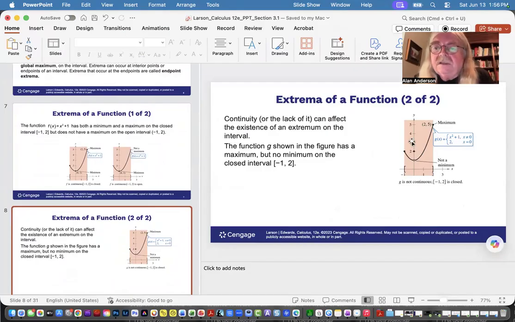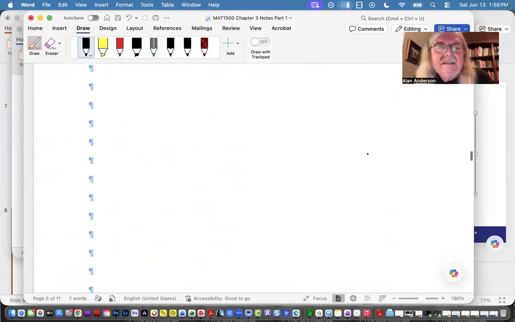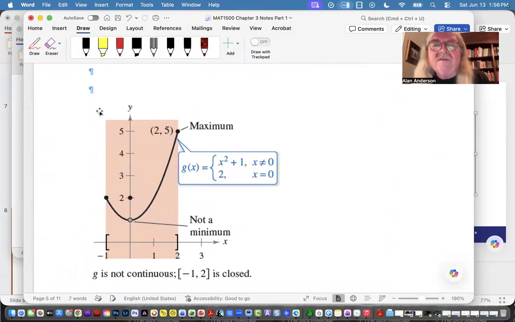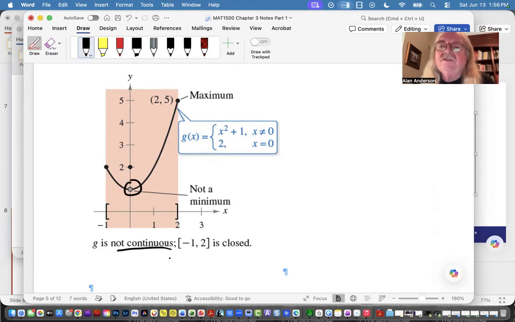Now here, oh, look at this one. We've got a hole in the middle. So this function is discontinuous. Now that's something else we have to watch out for. Up to this point, we've been assuming that all these functions we were looking at were continuous, at least over the interval of interest. What if that's not true? Oh no. Well, that means this can't be a minimum. The function is discontinuous because there's a hole in it.